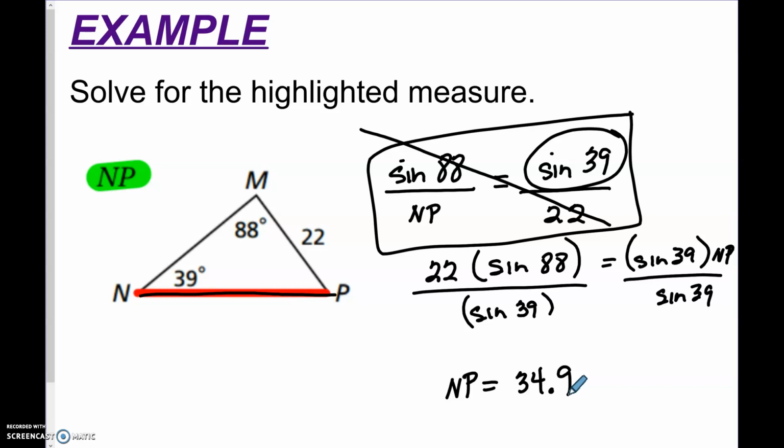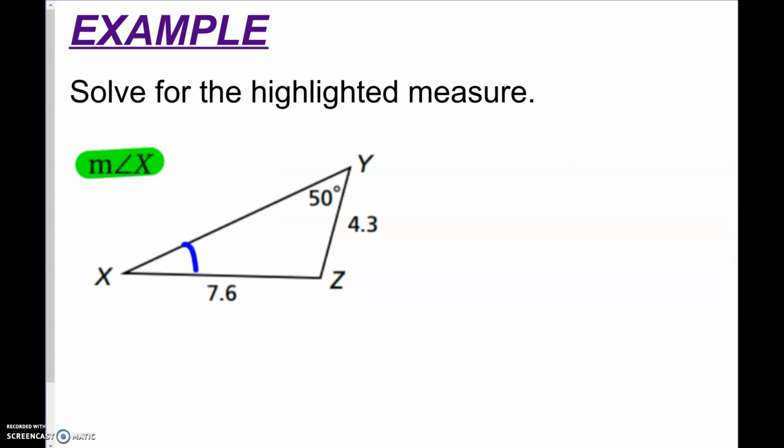I just did it twice on my calculator. Oops, I guess that doesn't round to 34.9, because it's 0.958. So this 9 either stays a 9 or goes up, and because that's a 5, that's going to make it go up. So this is actually going to round to 35.0.